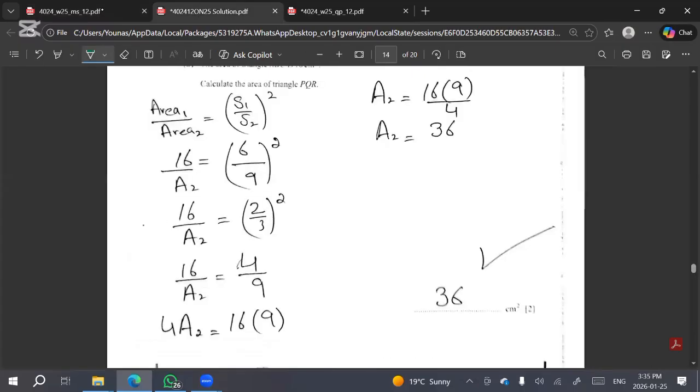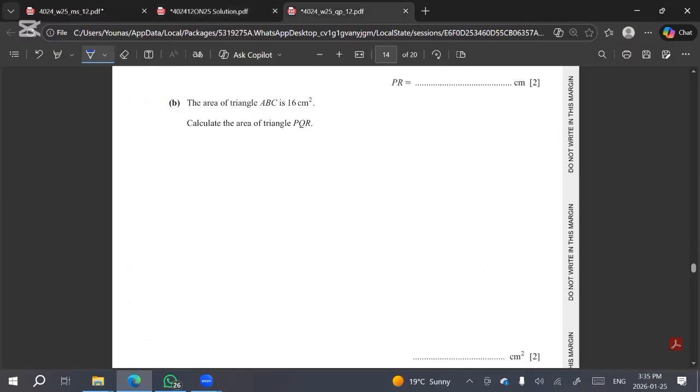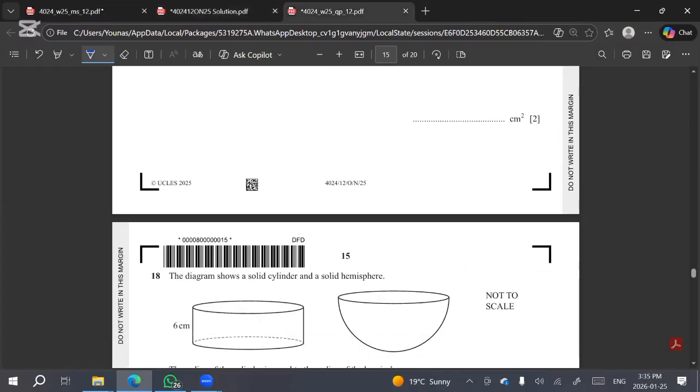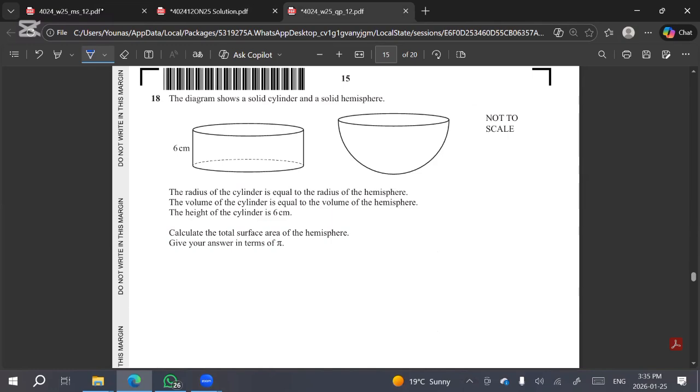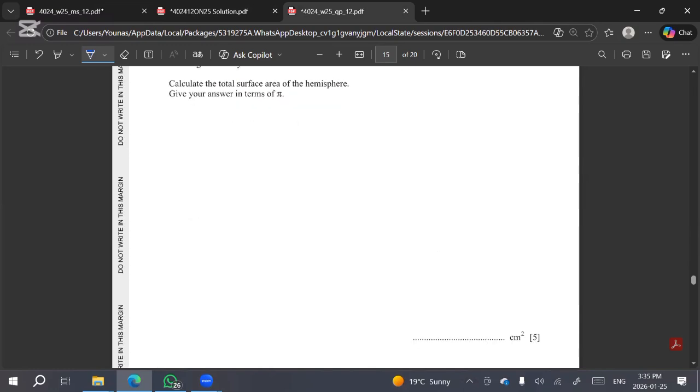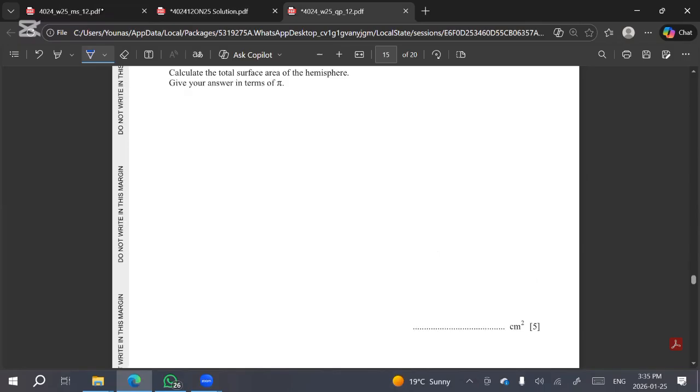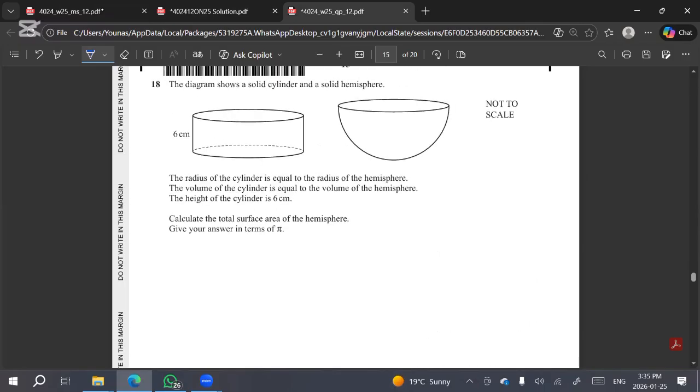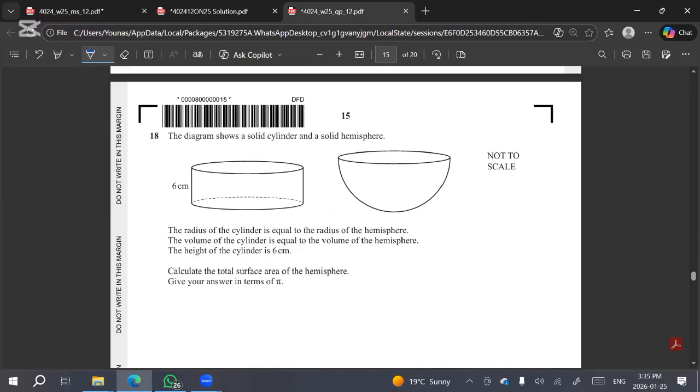They both are similar to each other. The ratio of the areas of the similar shapes is equal to the square of the ratios of their corresponding sides. So this is how you do the question number 17. Now we are going to the next question. That is the question number 18. It's a 5-mark question. On your screen, you can see this. So what's the question? So question number 18.